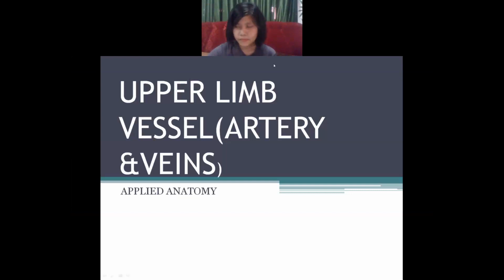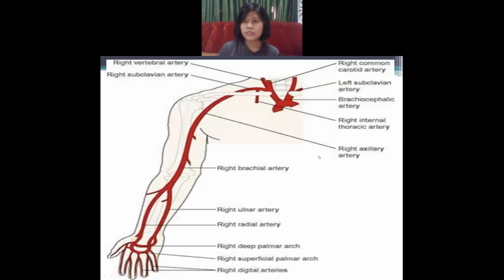Today we will be discussing the upper limb vessels, that is the arteries as well as the veins. Veins, if we have time, we will discuss, but first we will see the arteries. So this is the upper limb vessel, the arteries. Arteries we mainly denote by red color, and veins we mostly denote by blue color. Understand? So this is the upper limb vessel.